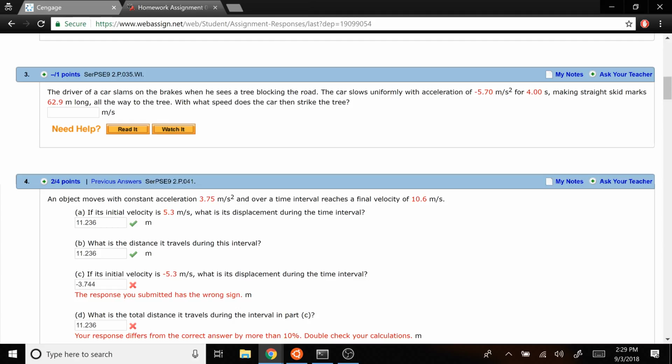Driver crossing into the brakes, violation of making straight skid marks. Yeah, this has got to be kinematics. I just have to decide which equation, how to map everything out. It's not a multi-phase problem. It's not a multi-dimensional problem. So it should be one equation. Mm-hmm. Go for it.